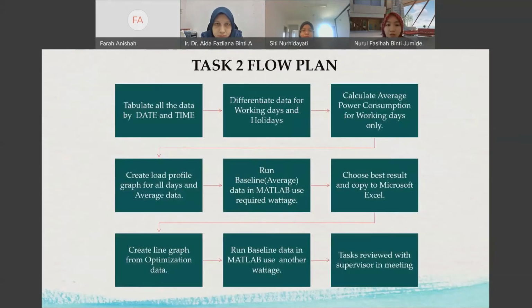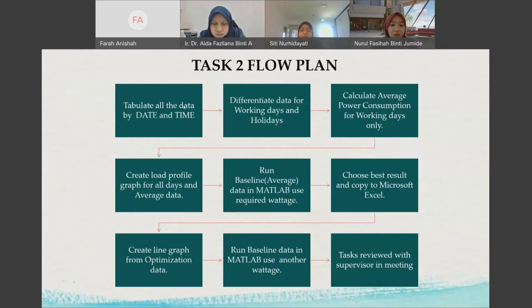So this is the flow plan of this task. Firstly, we tabulate all the data by day and time. After that, we differentiate the data for working days and holidays. Then we calculate the average power consumption for working days only, because the data that we want is only working days. Then we create a load factor graph from all days and average the data.